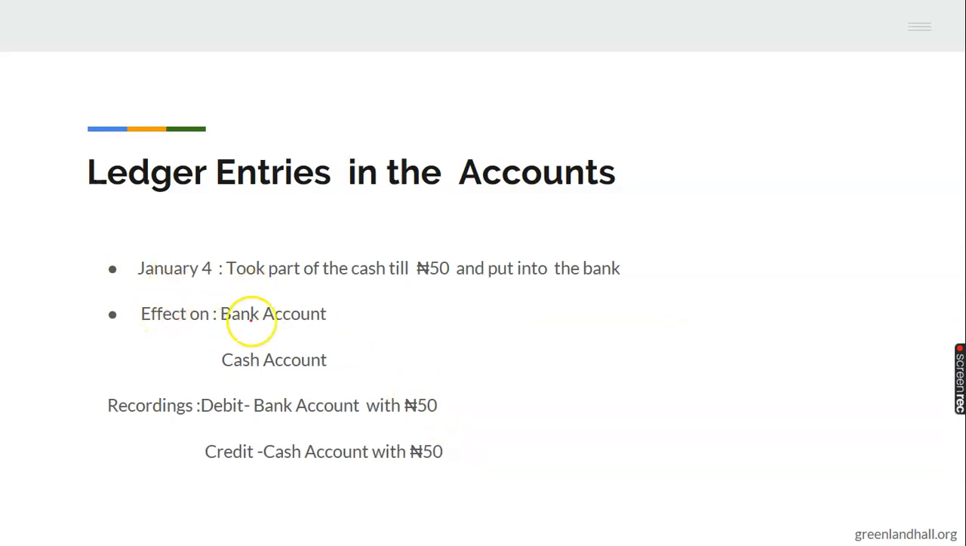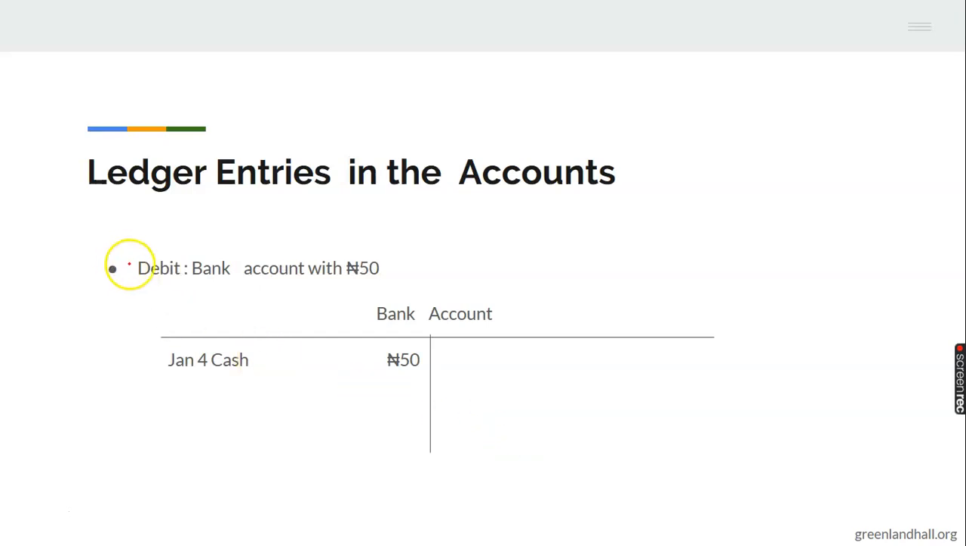January 4, took part of the cash, 15 naira, and put it into the bank. So the effect will be on the bank account and then the cash account. In the recordings, we are going to debit the bank account with 15 naira, and then we are going to credit the cash account with 15 naira, as the cash account gave out that 15 naira and it was kept in the bank account. So the recordings will appear like this. Debit the bank account with 15 naira. So this is the bank account now, and the amount, which is 15 naira, from the cash account has been debited here.